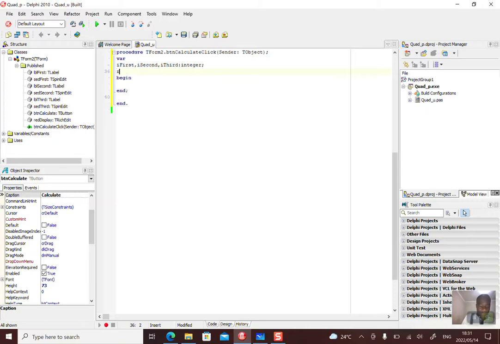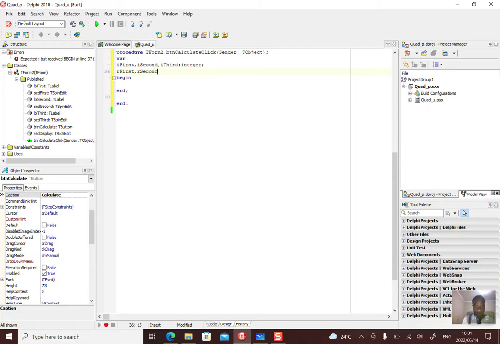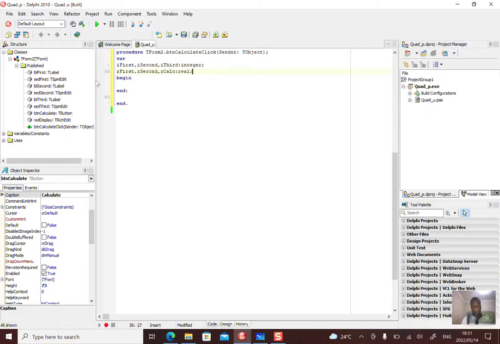And then here I'm just gonna make r first, and then r second, and then it's gonna be r calc. It's because it's gonna be calculating, and then I'm gonna assign it to real numbers. Alright, so I'm done with that. Now let's go into the code.